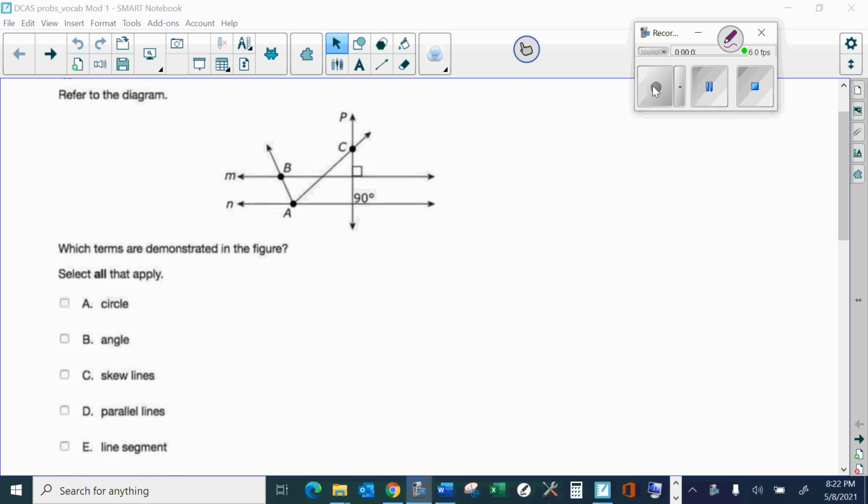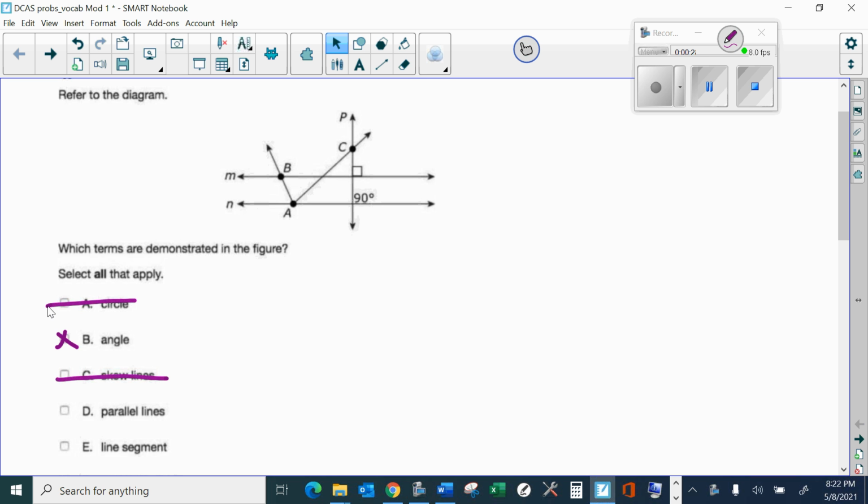Okay, students, let's go ahead and work through these problems. A lot of this deals with vocab from the beginning of the year. Which terms are demonstrated in this figure? Do we have a circle? No, we don't. Do we have an angle? Of course we do. Skew lines? No, remember, skew lines are three-dimensional. This flat surface is two-dimensional, so no skew lines. Parallel lines? Yes, we do.